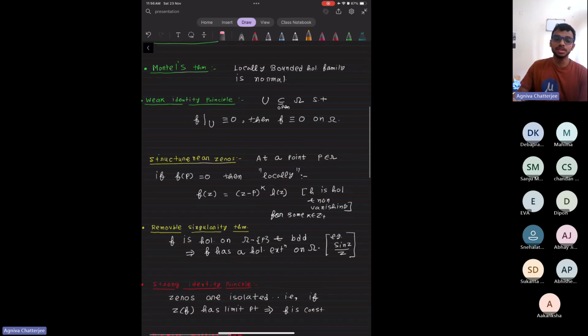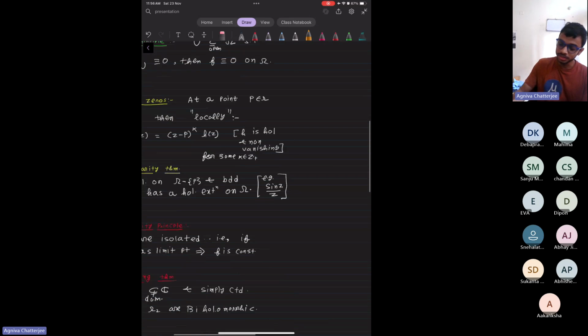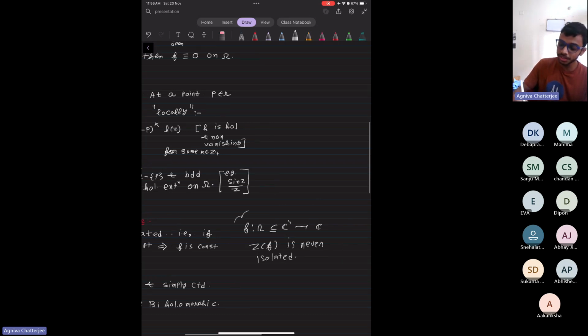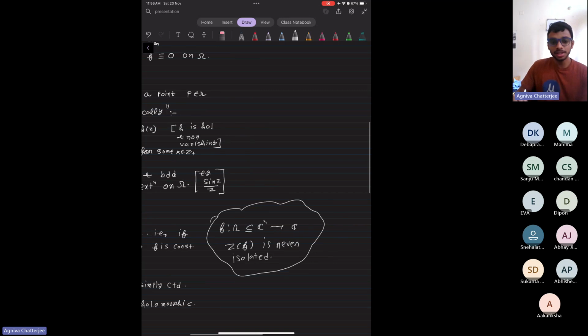Strong identity principle, and this is probably one of the nice examples. It's completely false. I mean, there are these kinds of theorems which are exactly opposite. So it says that in higher dimension, if you have a function f from Cn to C, the zero set of f is never isolated. I mean, that is amazing. Right? It's just completely opposite.